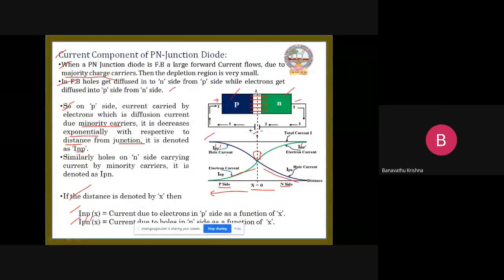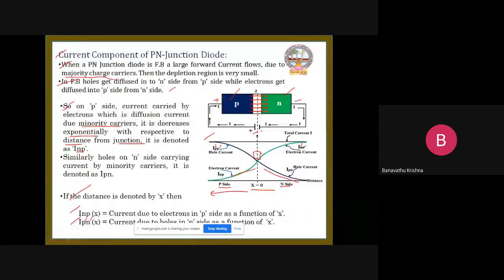Similarly, in the same direction, the holes are crossing the junction from P side to N side. That constitutes a current, nothing but IPN of 0. Here the holes are crossing from P side to N side, and it is represented as IPN of 0. IP means hole current, and N means it enters the N side.